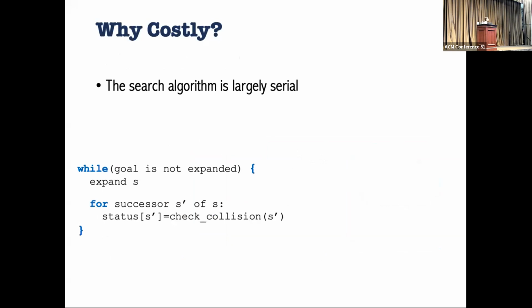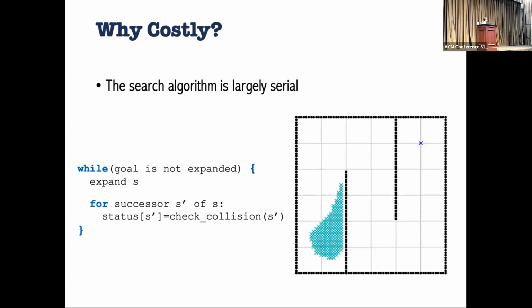And the search process to find the optimal path is largely serial. This code snippet shows the core kernel of the search process, and at every iteration of the graph search, we expand just one node and then check its successors and then go to the next step. In other words, we don't know which node will be expanded next, so we cannot parallelize the algorithm. And this results in a largely serial execution when we try to find the path between 2 points.